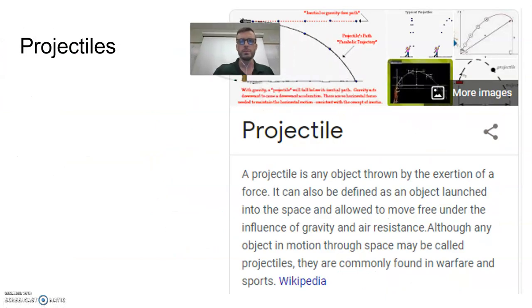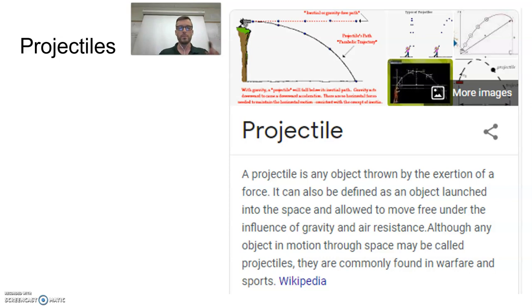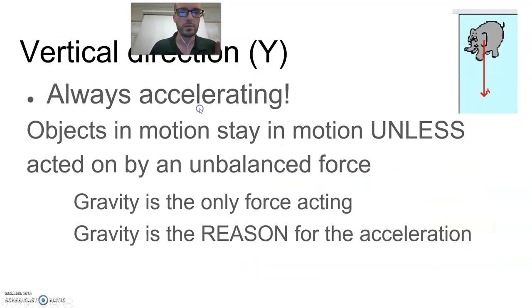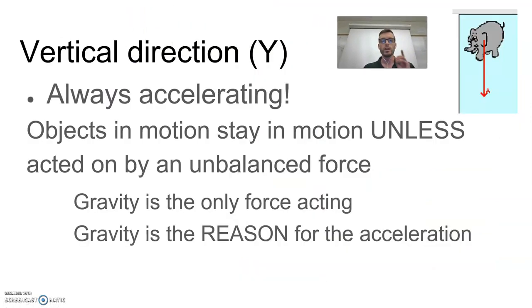All right, let's talk a little bit more about projectiles. We defined what they are. But what if things get interesting? What if we're moving in both directions at the same time? We've established that in the vertical direction, you're always accelerating, and we also know that objects in motion stay in motion unless acted on by an unbalanced force. So this is why things accelerate vertically. If the force of gravity is the only thing pulling down on you, as you see in this diagram here, that's the reason why you accelerate in the vertical direction, because gravity is an unbalanced force.